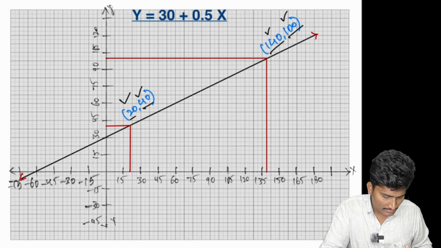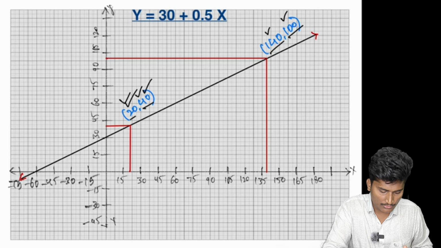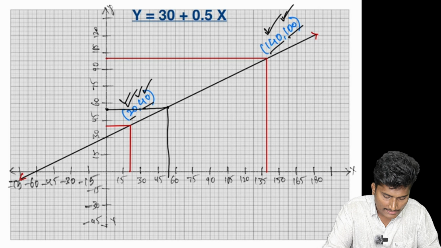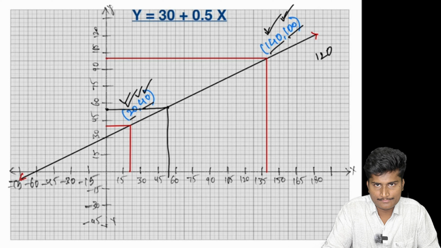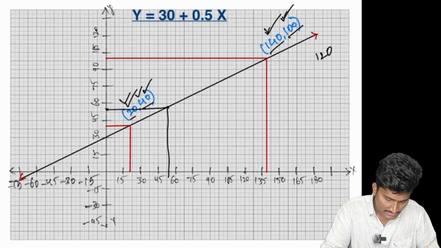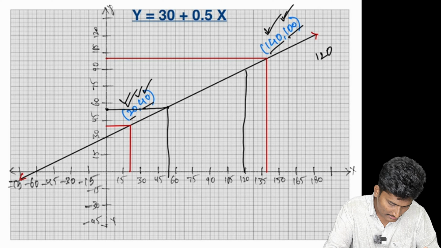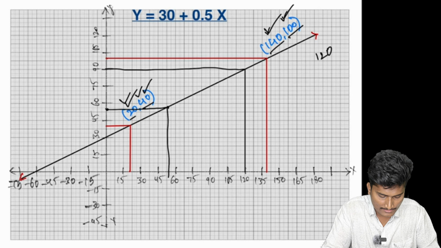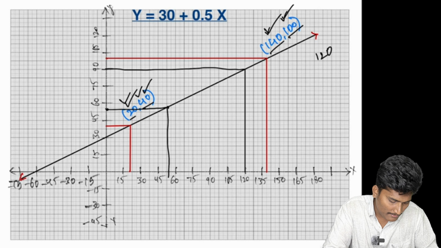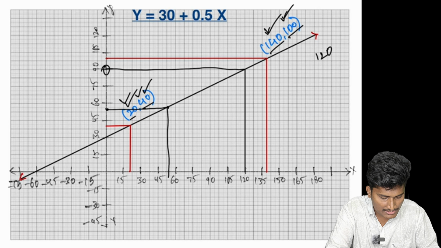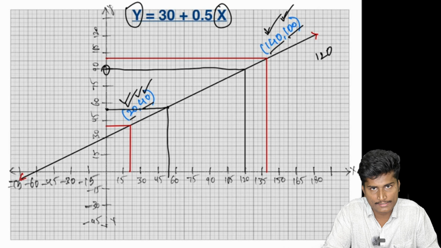Say if you want to get 40 marks, then you need to study for 20 hours. If you want to get 100 marks, then you need to study for 140 hours. If you studied for, say for example, 120 hours, then how many marks are you going to get? Then what you need to do is, from 120 you need to extend the line to the slope, and then from there you need to extend the line to the y-axis. Wherever the point meets the y-axis, that will be my answer. You don't need to substitute values in this equation to get the answer here.